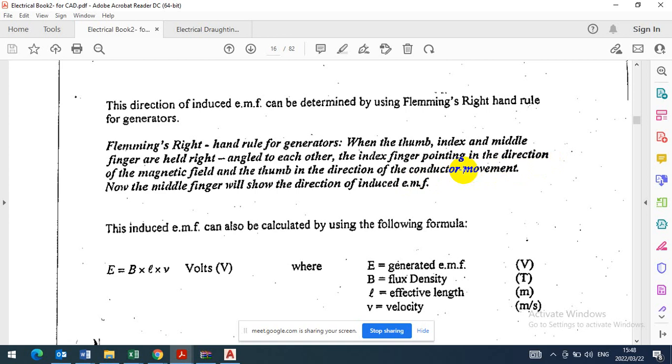One of the two must be in motion, either the magnet, the way we moved the magnet to and from, or you can leave the magnet stationary and then move the conductor to be cut by the magnetic field to and from. Okay, so the thumb here is the indicator for the direction of movement. And the middle finger is now showing the direction of induced EMF. On the left-hand rule, if you remember Fleming's left hand, the middle finger was current. Here the middle finger is voltage, which is EMF, electromotive force, which is the one generated.